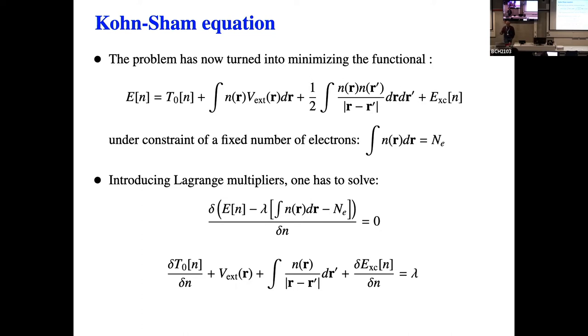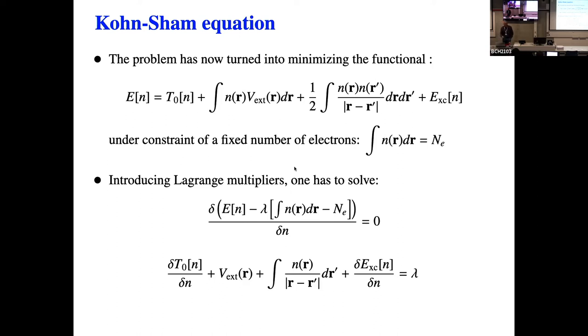now an expression, a functional of the density. It includes the kinetic energy of the non-interacting electrons. It includes the interaction with the external potential. It includes the R3 term, and it includes this functional Exc of n. And we want to minimize that, because in the ground state, the energy is the smallest there. We minimize it under the constraint that the integral of the density over the whole system must give the number of electrons that we have in the system.